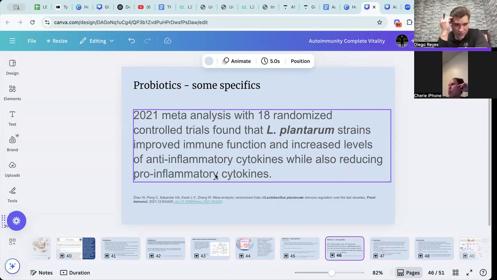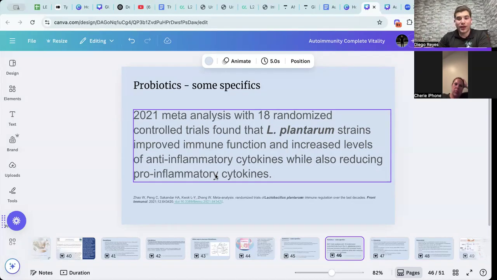Let's look at this 2021 meta-analysis with 18 randomized controlled trials. It found that L. plantarum strains, which is a strain of probiotic, improved immune function and increased levels of anti-inflammatory cytokines, meaning it helps reduce inflammation in your body. So it reduces TNF alpha and interleukin 6, IL-6, which are pro-inflammatory. These probiotics reduce those pro-inflammatory cytokines, the things in your body that are causing inflammation inside.